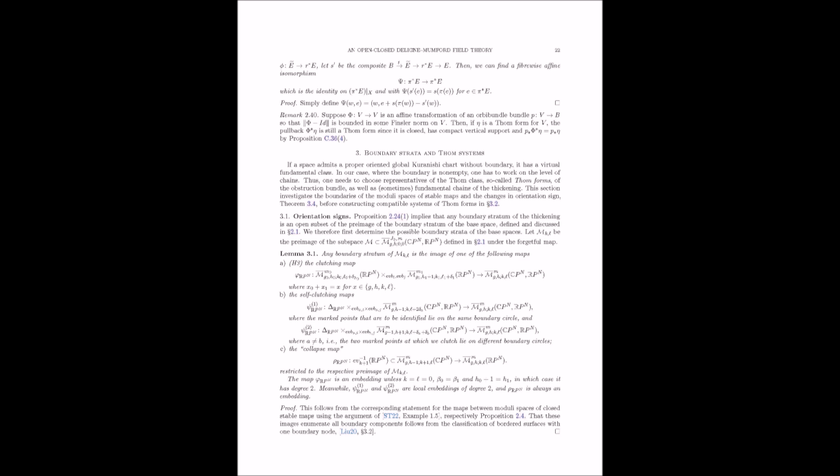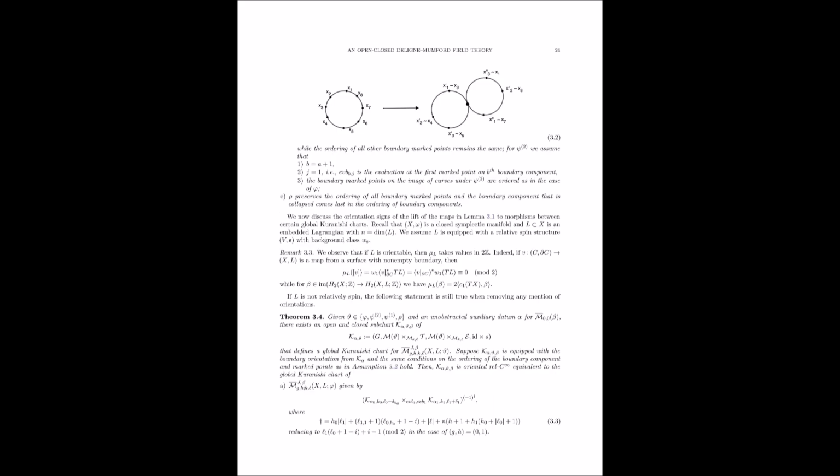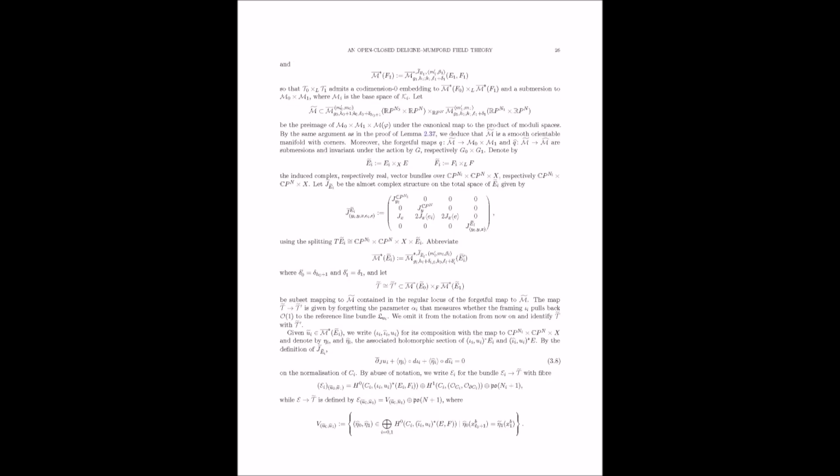What's the next step in building this open-closed Deligne Mumford field theory? Well, remember, the goal is to define this field theory associated with our Lagrangian submanifold, and that means constructing a functor, one that assigns chain complexes to our moduli spaces of open stable maps. And that functor has to satisfy certain axioms, right, to be a real Deligne Mumford field theory. Right, and the paper defines this functor very carefully, and then proves rigorously that it satisfies all the axioms. It's a really thorough piece of work.